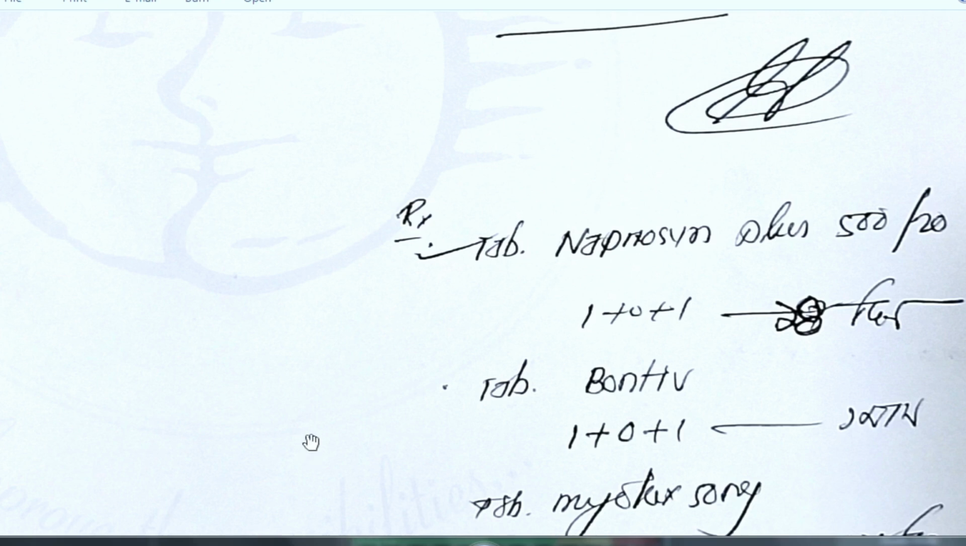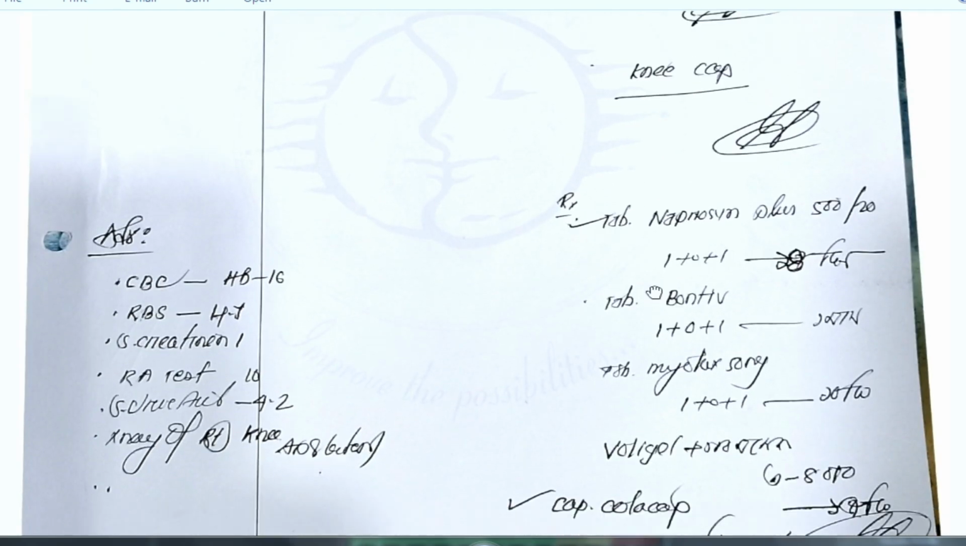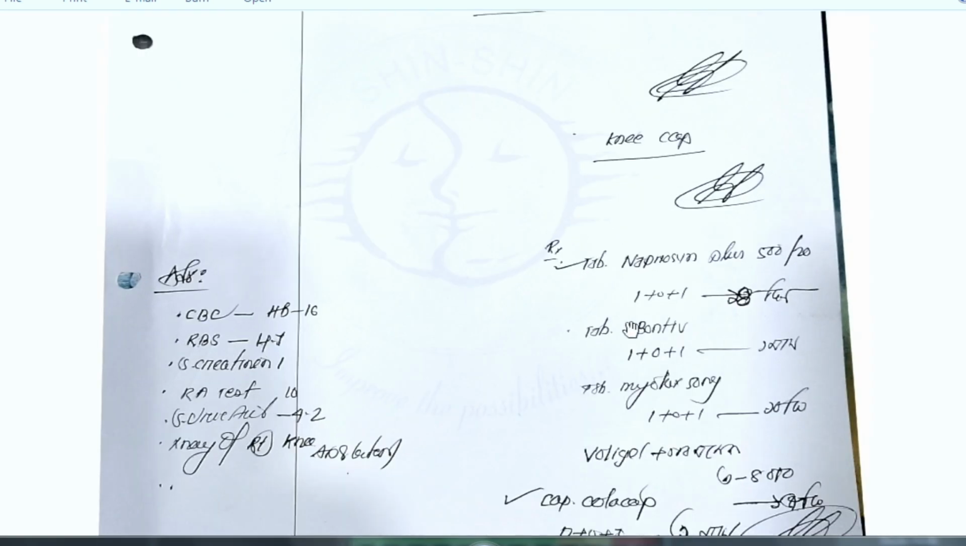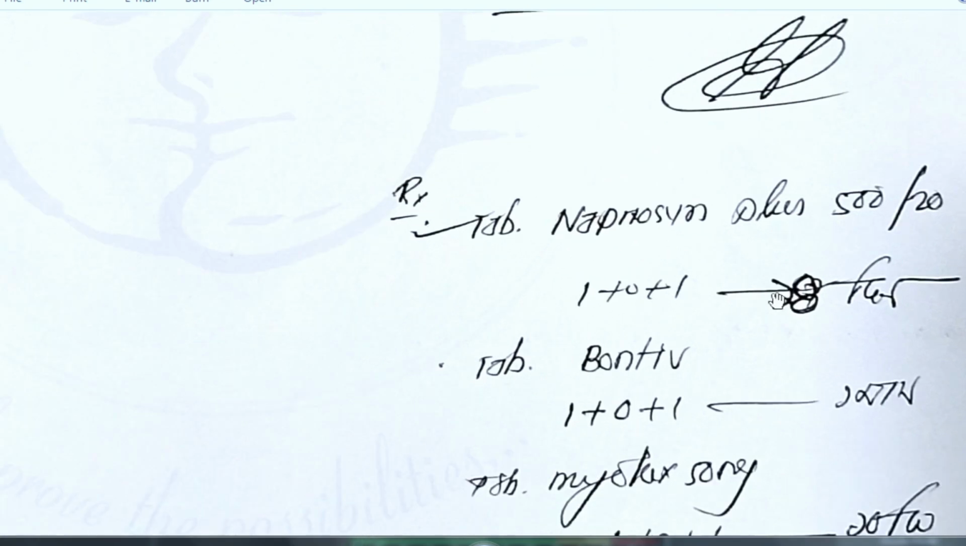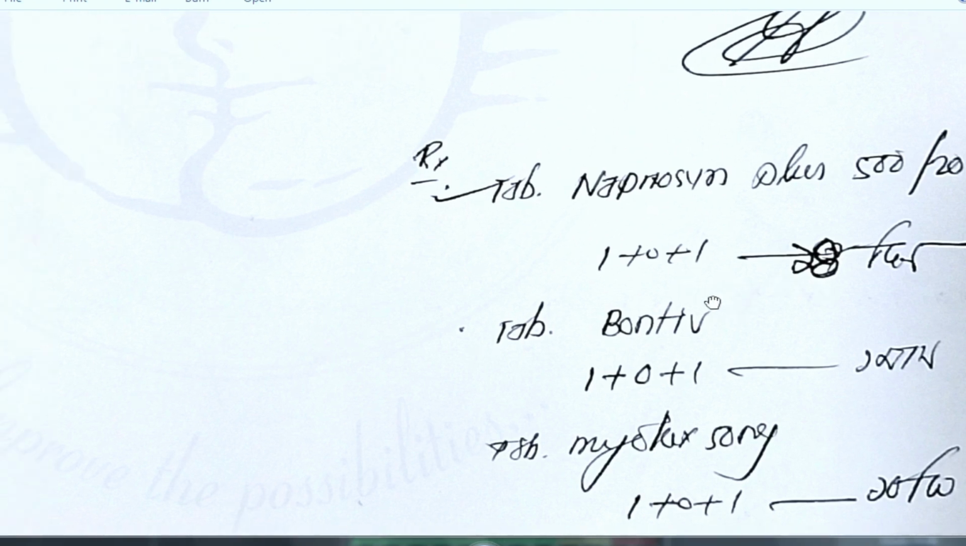Friends, this is the prescription we are discussing today. The diagnosis written on the prescription is OA RT knee. OA means osteoarthritis, RT means right. So this means the patient is suffering from osteoarthritis of the right knee. Below the diagnosis, you can see kneecap written. This refers to a kneecap or knee brace, which is an elastic support used to provide comfort and stability after knee pain or injury.